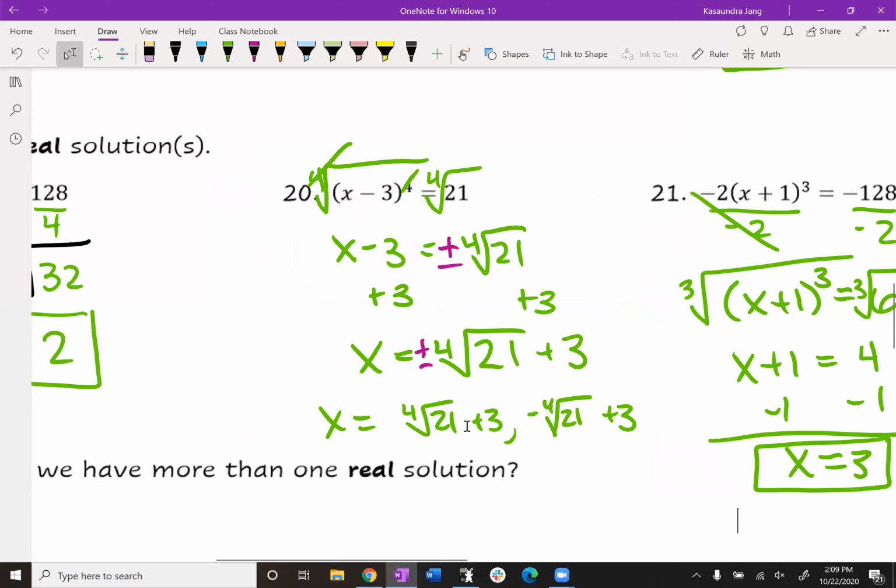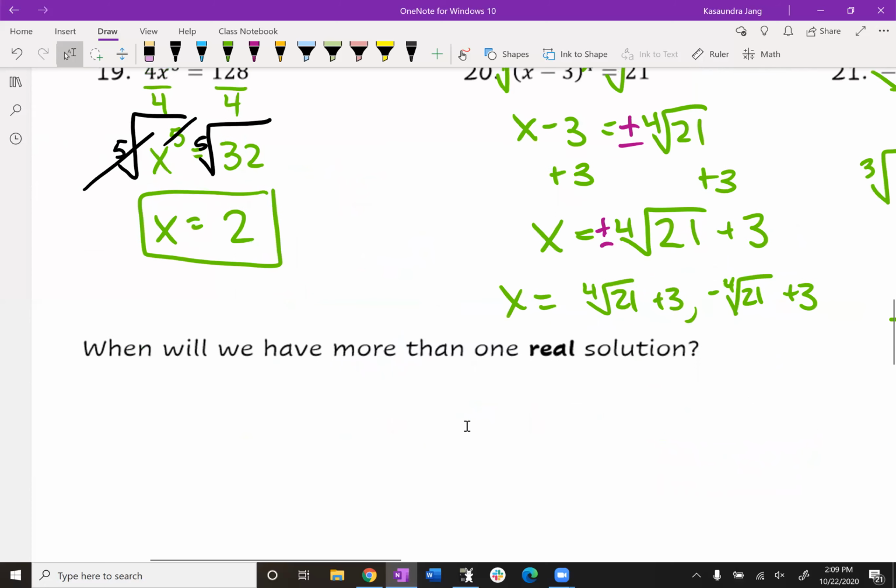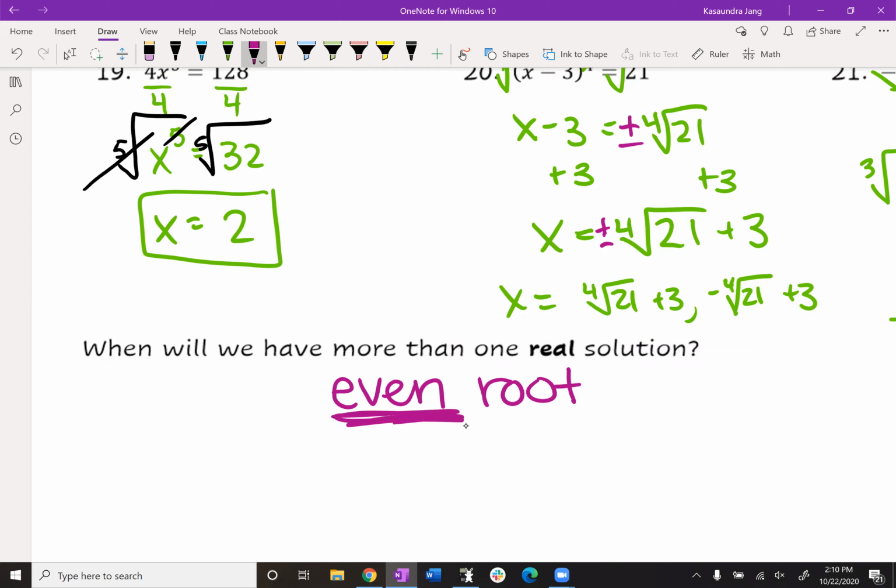All right, so just to clarify here, we have more than one real solution. Like this one had 2 solutions. I have more than one real solution when I had an even root. It's got to be even to give me a plus or minus, which gives me more than one. Even if it was an even root of a negative, I still have a plus or minus. They're both imaginaries, but I still have a plus or minus, meaning I have more than one.